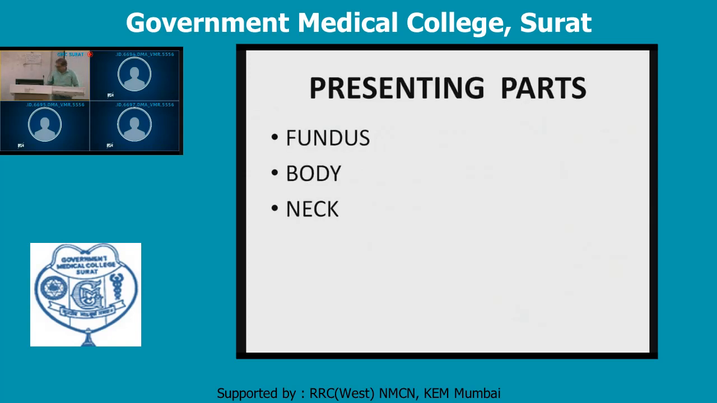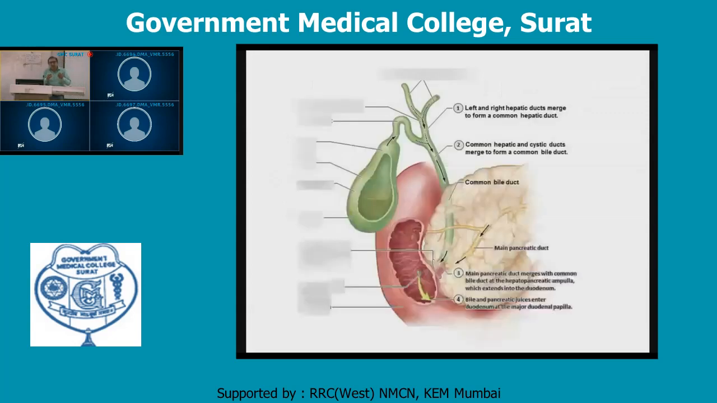Now for descriptive purposes, the gallbladder possesses different parts. They are the fundus, body and neck, from below upward. Here one can see this pear-shaped gallbladder. The lowermost part is the fundus. In continuity with that is the body, and above, the narrow part is the neck. So these three parts are there: fundus, body and neck.